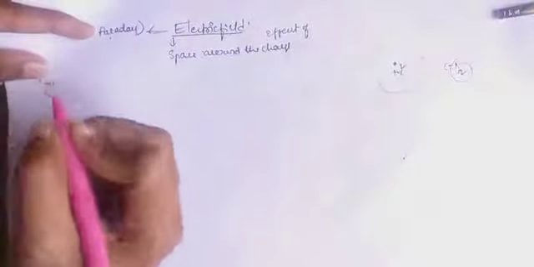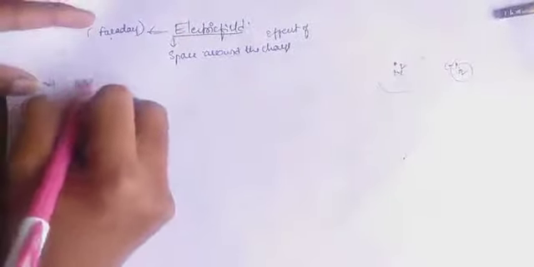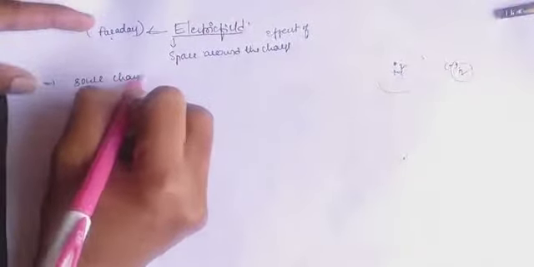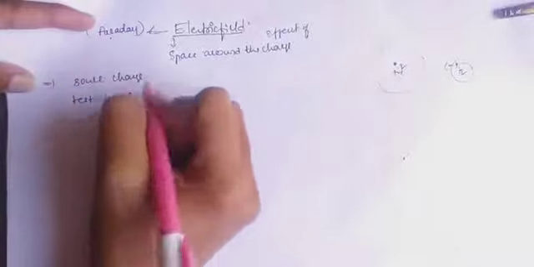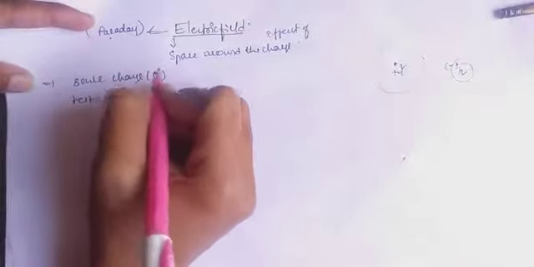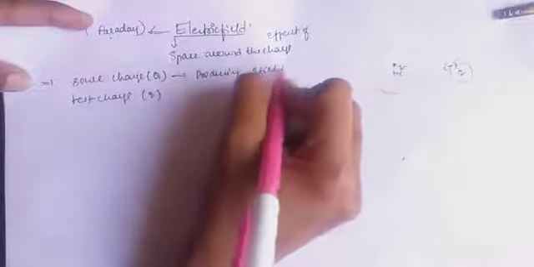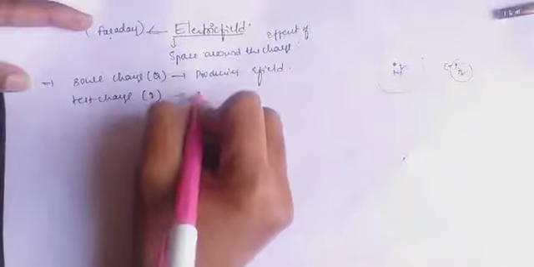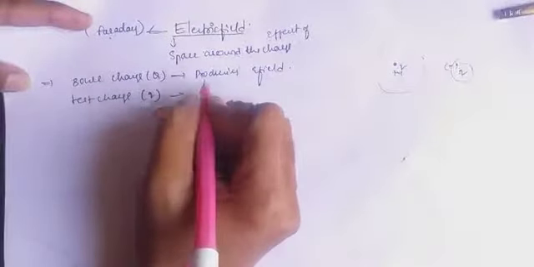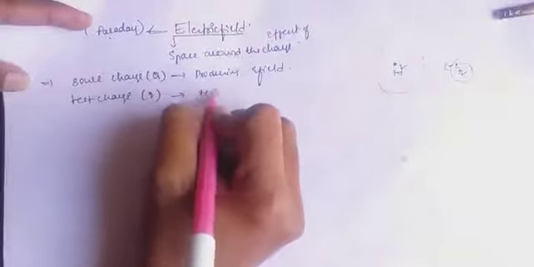This concept is given by Faraday. Here we have two types of charges: one is the source charge, another is the test charge. We already know about the test charge, that is q, and the source charge is Q. The source charge produces the electric field, and the test charge tests the effect of the source charge.